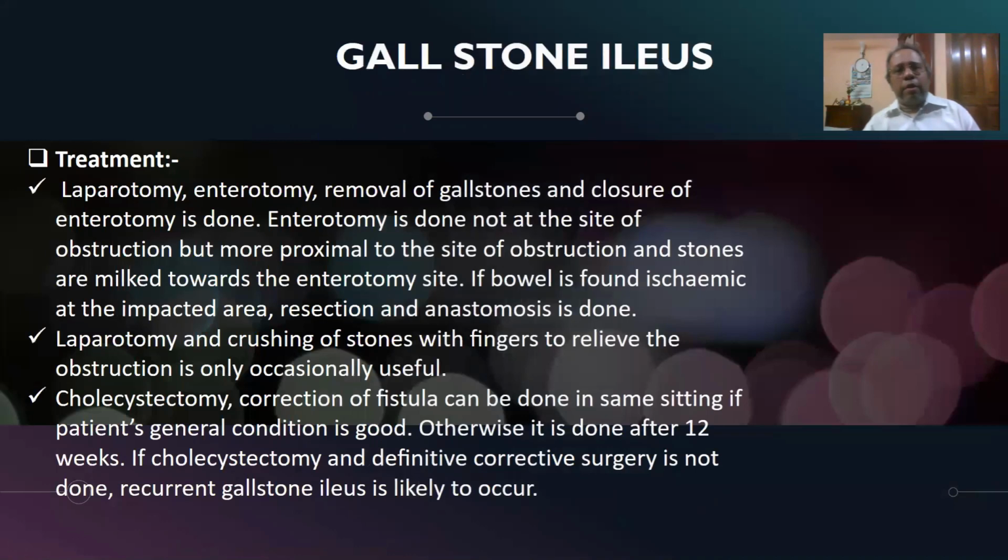So this is the treatment of gallstone ileus. You need to remove the gallbladder, but the first choice is not to remove the gallbladder. Your first priority is to relieve the obstructive symptom. You do a laparotomy and go to the site of obstruction. If the stone is friable and soft, you can milk it and break it. But if it is a hard stone, not capable of being broken down, then do an enterotomy and remove the stones.